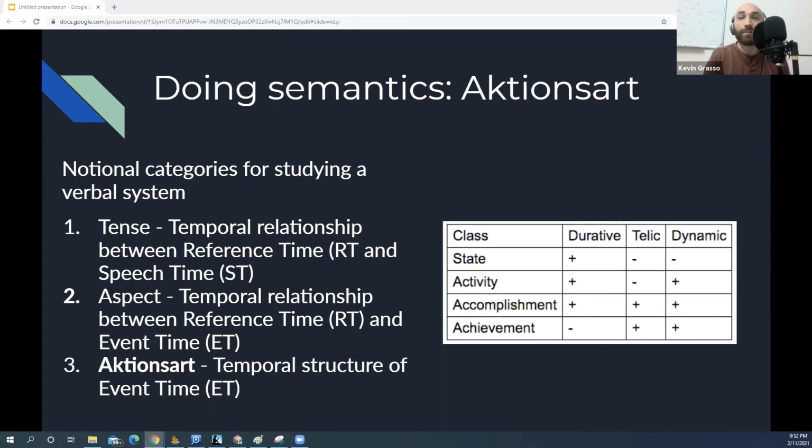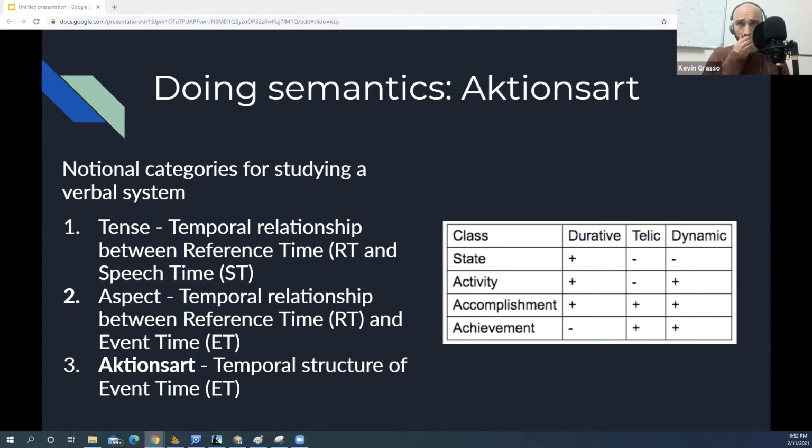And then dynamic, right? Is there change happening? So again, something like love doesn't have any sort of change happening with that event, which is why we don't call it an event. Actually, we call it a state. So I will say that the cover term for all kinds of events is eventuality. So if I use that term, that's what that means.